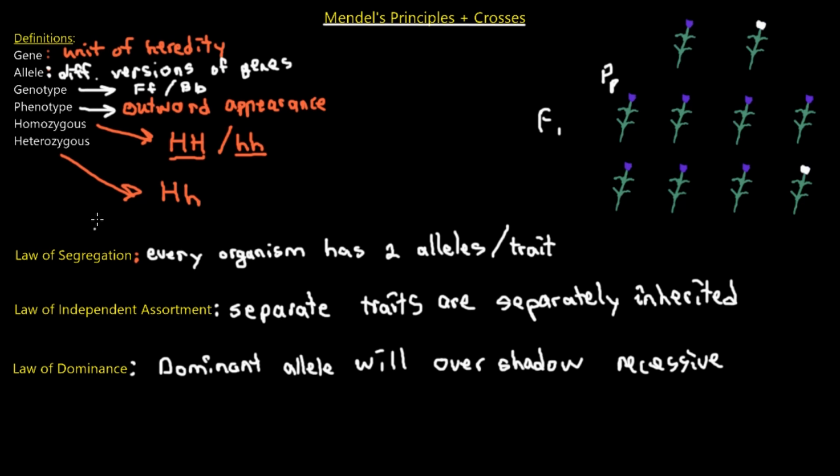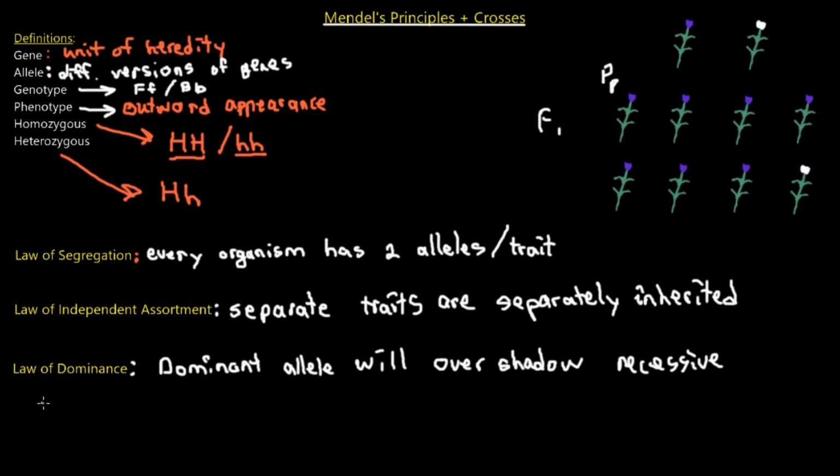However, this law of dominance has been modified quite a bit, because not all genes operate in this manner. A lot have complete dominance, some have incomplete dominance, some have co-dominance. So there have been many modifications, and we're going to talk about these modifications in the coming lectures.